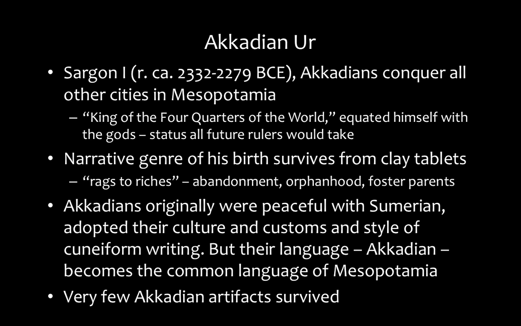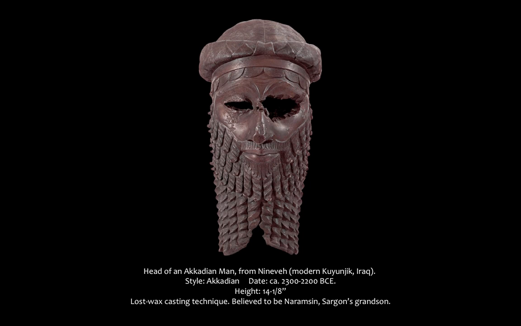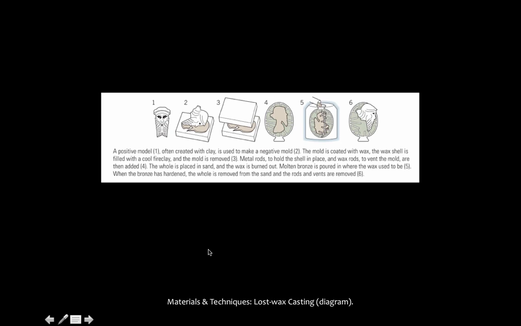There's very few artifacts that survive from the Akkadian period. One of them that does is this mask here. So this is the head of an Akkadian man. This is thought to be Naram-Sin, who is Sargon I's grandson. And this was created using this technique called lost wax casting. So this is made from bronze, and you can see a lot of natural detail here in the hairline, the headwear, the openings for the eyes, the carving of the nose, the lips, and then how stylized the beard looks here. So lots of detail here in this early artifact.